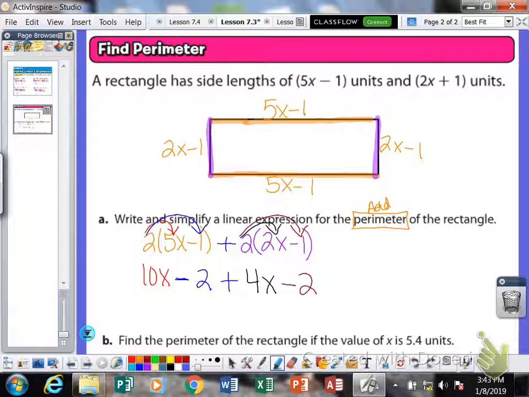And then one more step, I have to combine like terms. So I have 10x and 4x, which will give me 14x. And then I have negative 2 and negative 2. So negative 2 minus 2 would give me negative 4. And there I've simplified my expression.